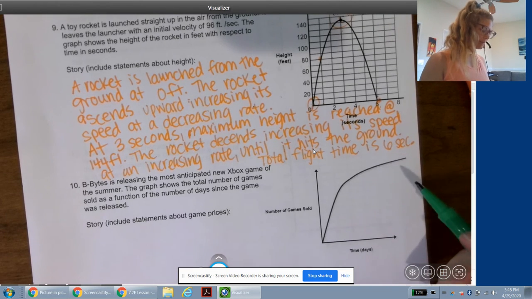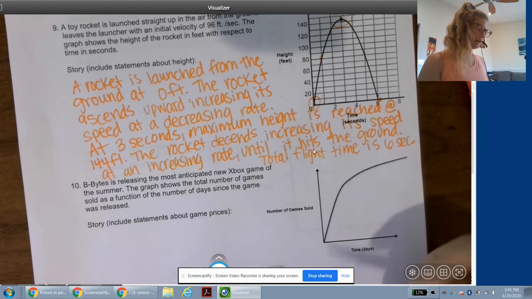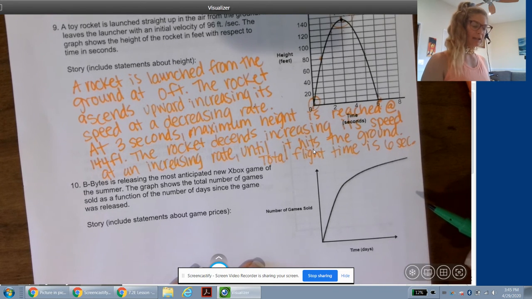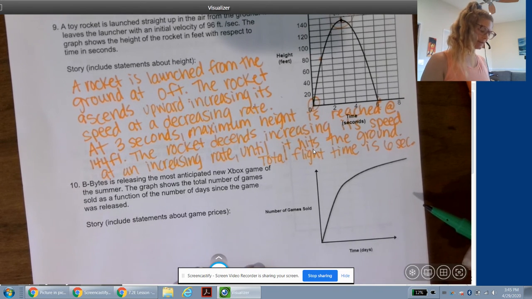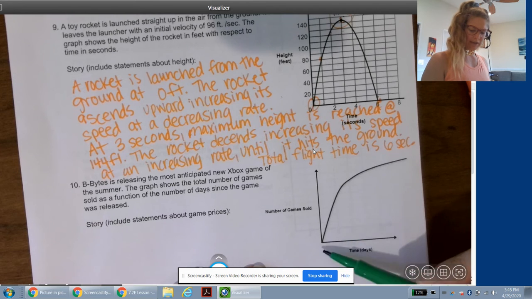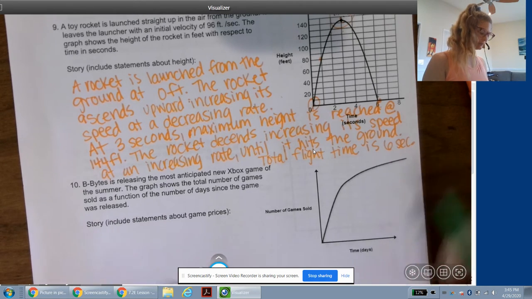Okay, so let's see. B Bytes is releasing the most anticipated new Xbox game of the summer. The graph shows the total number of games sold as a function of number of days since the game was released. Story includes statements about game prices. So, taking a look here, when the game is first released, games are being sold at a high rate.